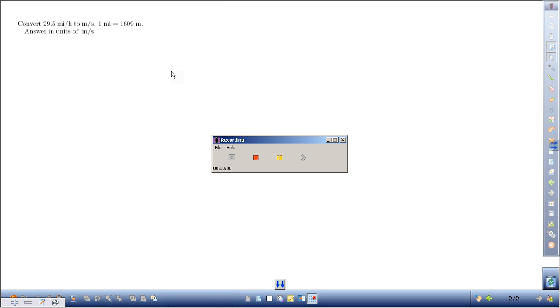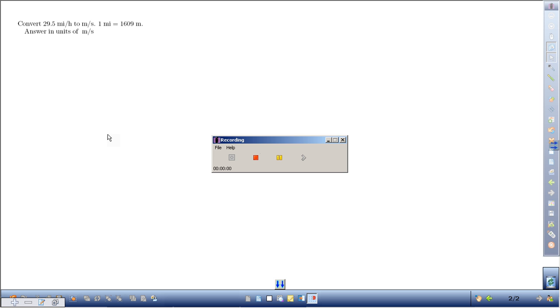Let's do your homework. This is homework number 2, question number 6. Here I'm asked to convert 29.5 miles per hour to meters per second. And you were also given the conversion that 1 mile is the same as 1609 meters. And we want to answer in units of meters per second.